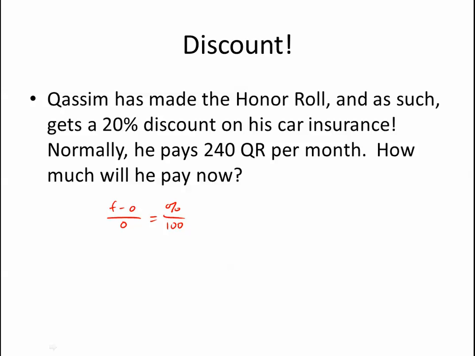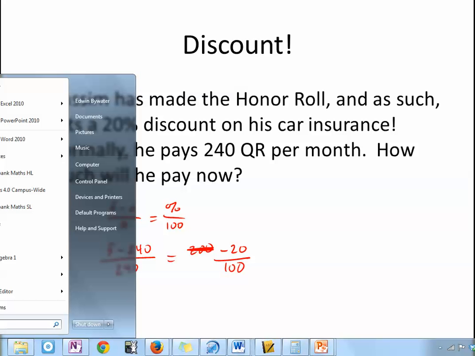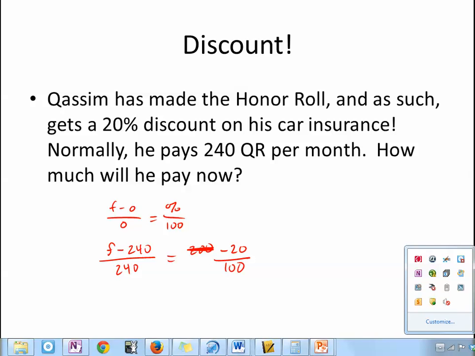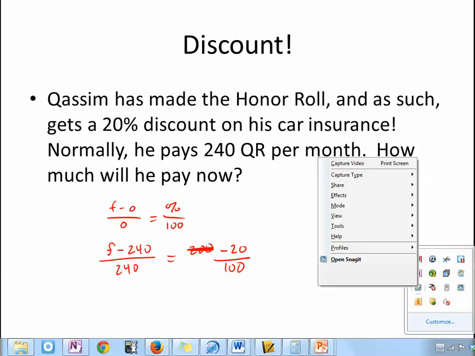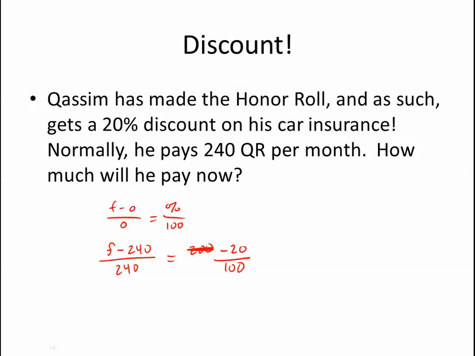So the final cost, that's how much he pays now. I don't know how much that is. Let's just leave it as F. You can make it X if you want. And then we go the original, which was 240, and divide by 240. And then we'll go percent, which is the 20% discount. Now notice it's a discount, so I'm going to make it a negative 20 over 100 to show that I am being discounted. So from there, we just cross multiply and solve.